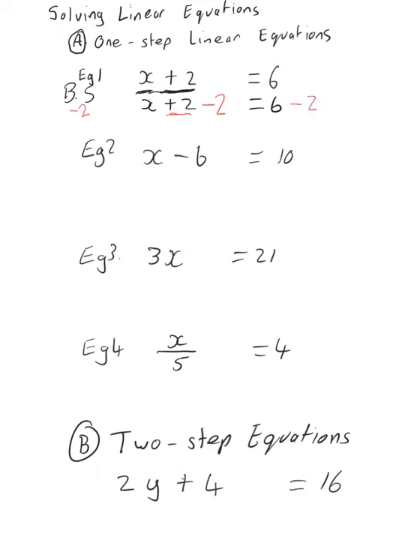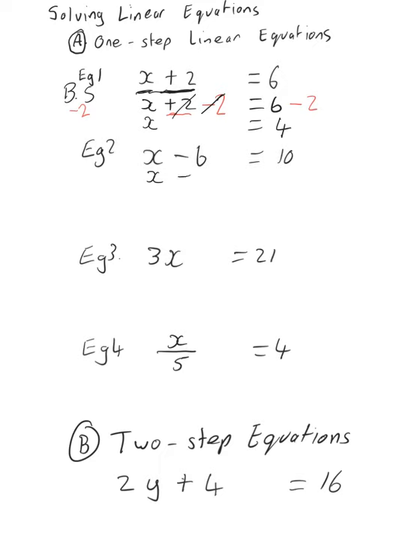Now if we carry out those operations, this +2 and this -2 cancel each other out. That's why we did it. We just have x left by itself on that side. 6 - 2 equals 4. Okay, so that's that.